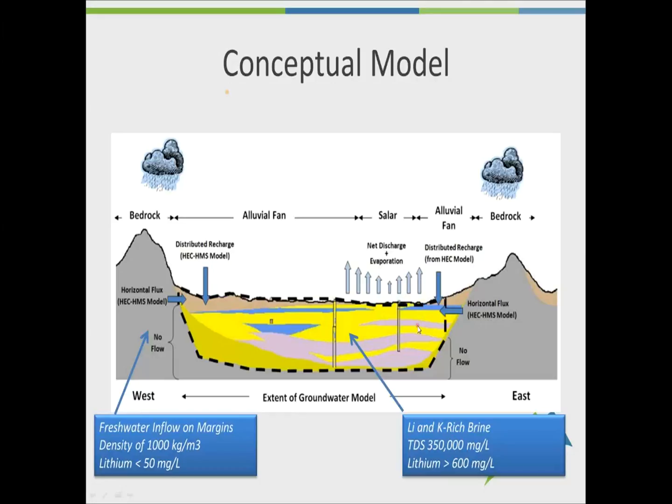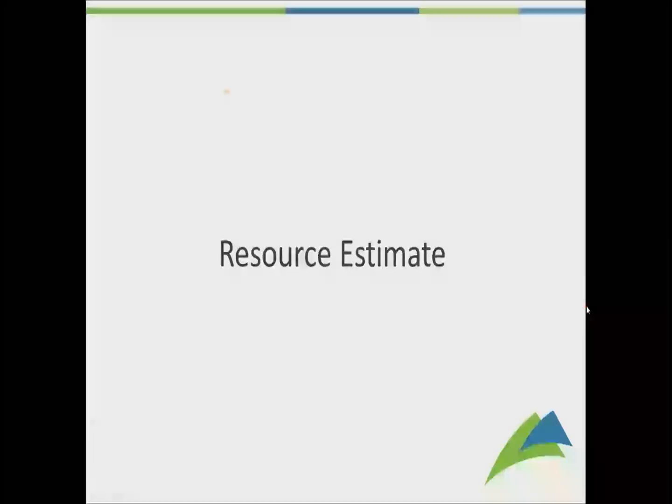We're looking at fresh water with a density of about 1,000 kilograms per cubic meter coming in from the margins. Lithium concentrations are fairly low. Within the salar itself, we're looking at brines that have a total dissolved solid concentration of about 350,000 milligrams per liter and a concentration of lithium greater than 600 milligrams per liter. So the first step was to come up with a resource estimate.